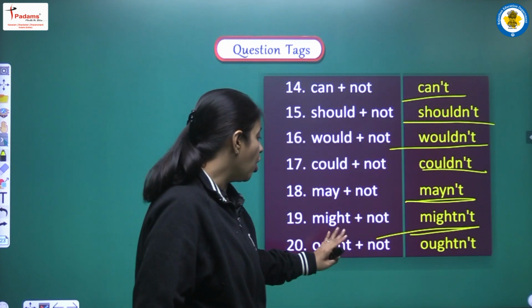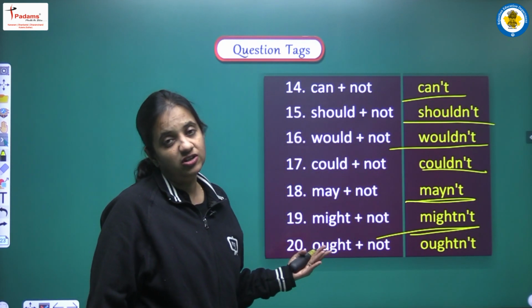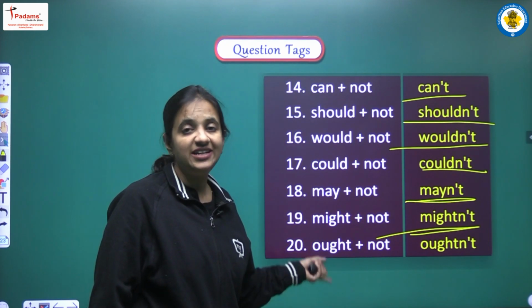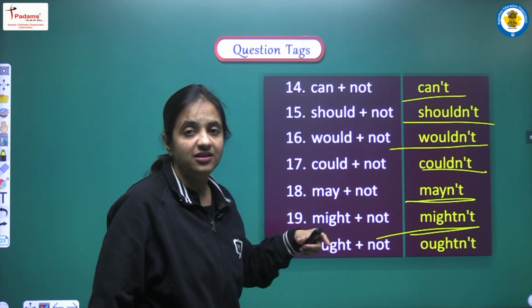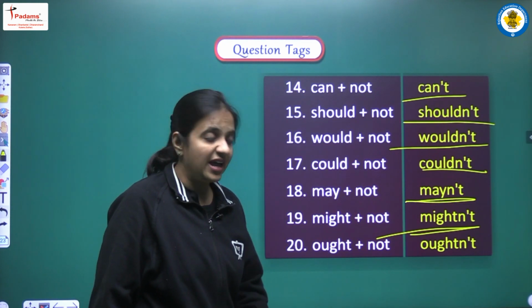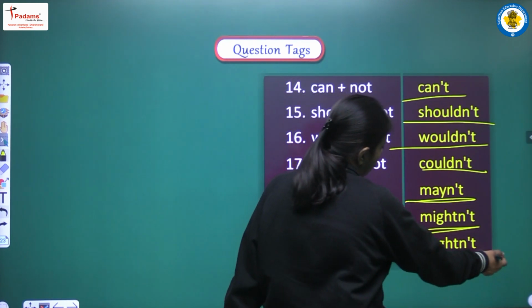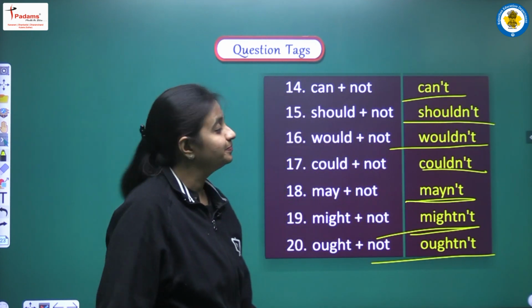We are having ought plus not. Ought, yes, it is also one of the modal auxiliaries. It can also be there in the sentence. So if we are having ought, we have to make a negative tag. Then ought plus not, it will be oughtn't. Okay.